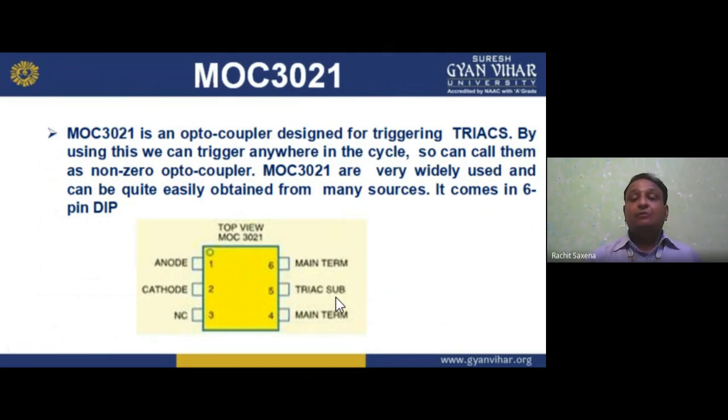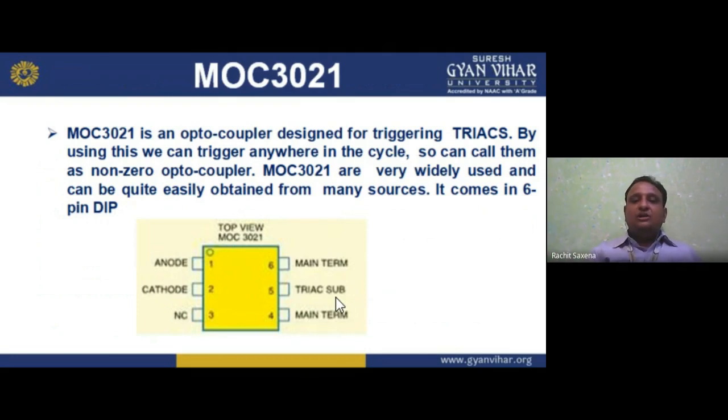So MOC 3021 is an optocoupler designed for triggering triacs. If I want to trigger the triac, then we can use this MOC 3021 optocoupler. By using this, we can trigger anywhere in a complete cycle. For example, I want to trigger after 45 degrees, it can trigger. After 90 degrees, it can trigger. After 135 degrees, it can trigger. After 180, 270, then 360, anywhere in the cycle.